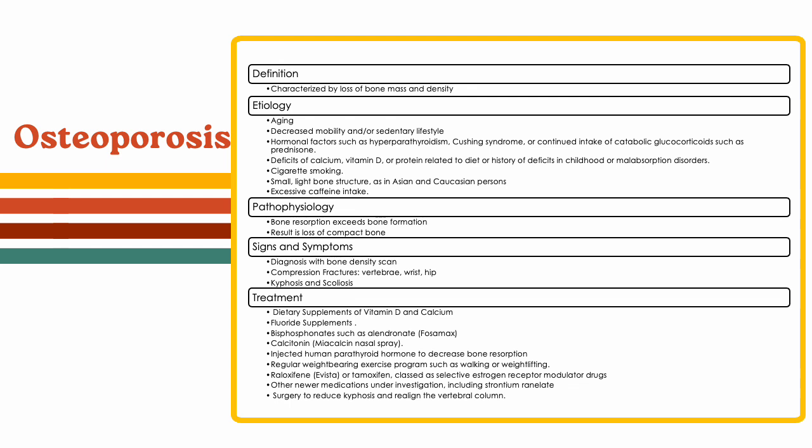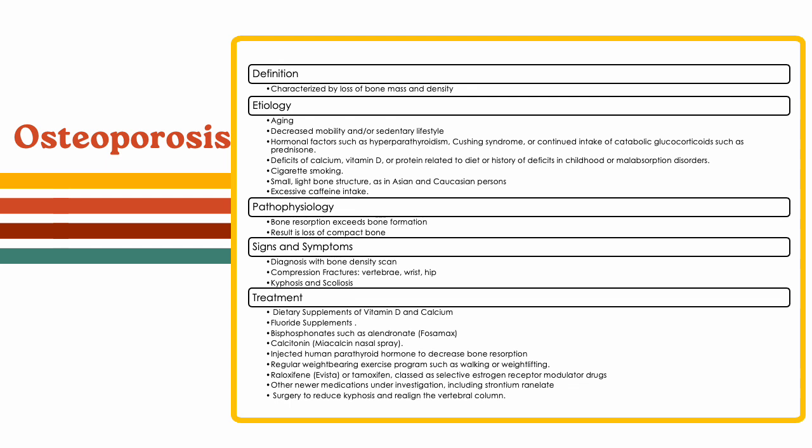As far as treatment, you want to increase vitamin D and calcium supplements. You may even want to encourage fluoride supplements. You may have to use a medication called alendronate, which is Fosamax. You have calcitonin. They may have to inject parathyroid hormone to decrease bone resorption. You may have to do exercises such as weightlifting or walking. You don't do high intensity exercises though, because that could break down the bone more.